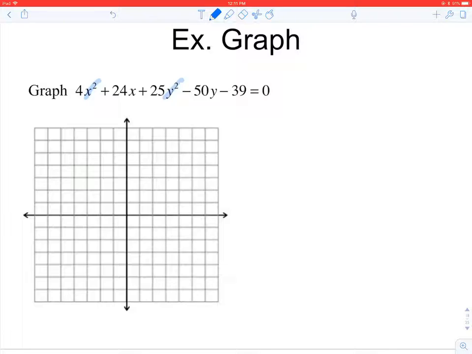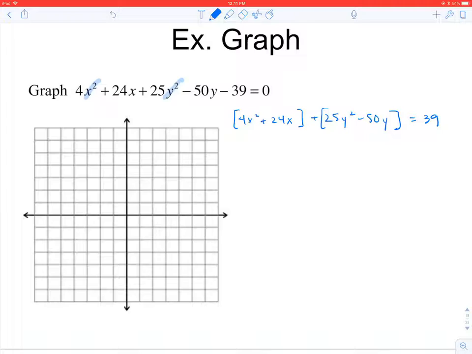Okay, so to change this from general form to standard form, so that we can see what the center of the ellipse is and then determine what the vertices are and so on, we are going to have to complete the square twice, for both the x terms and the y terms. So I'm going to rewrite this equation, and I'm going to group the x terms together. So I'll have 4x squared plus 24x, and then plus 25y squared minus 50y. And I'm going to add 39 to each side of the equation to move the 39 over to the other side of the equal sign.